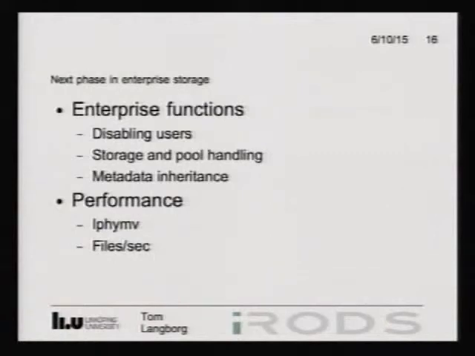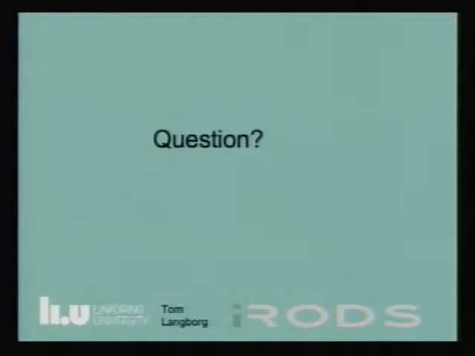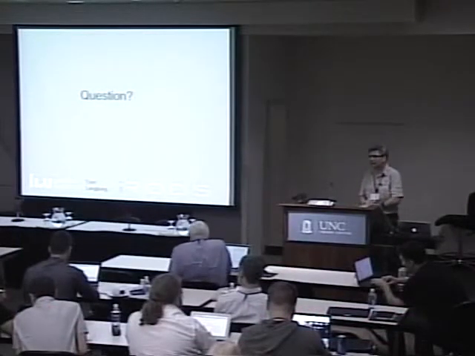I'm running out of time, but some other things we are doing: we sometimes see that disabling users could be handy, because you want to test the system without any user coming into the system. Some storage and pool handling could be better, and metadata inheritance could also be great to have. And we see some problems with files per second sometimes, so we will see about that. That was really quick, and I'm sorry about that. But if there are any additional questions, go ahead.